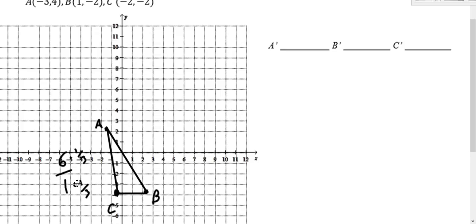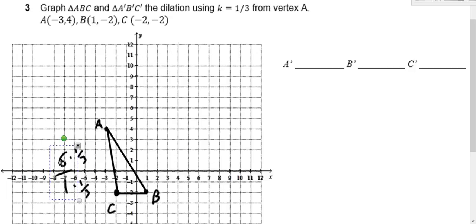That tells you how much you're going to be changing from A to get to C prime. So 6 times 1/3 is 2. 1 times 1/3 is 1/3. So what that means is, since before we were going down 6 over 1, now we're going to go down 2 over 1/3. Down 2 over 1/3. And that will be the coordinates of C prime.